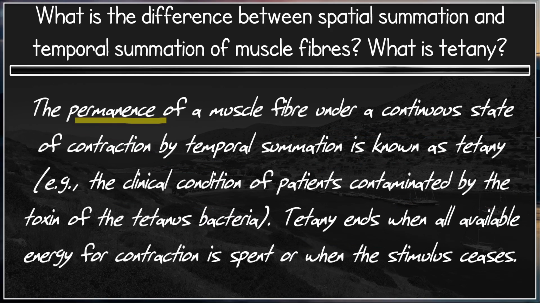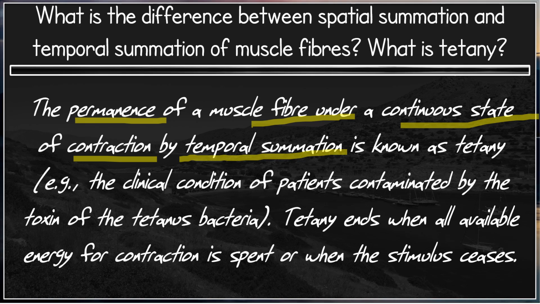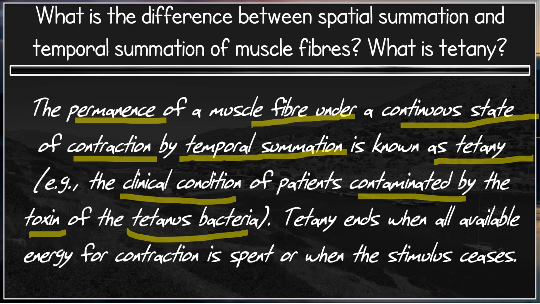The permanence of a muscle fiber under a continuous state of contraction by temporal summation is known as tetanus. An example is the clinical condition of a patient contaminated by the toxin of tetanus bacteria. Tetanus ends when all the available energy for the contraction is spent and when the stimulus ceases.